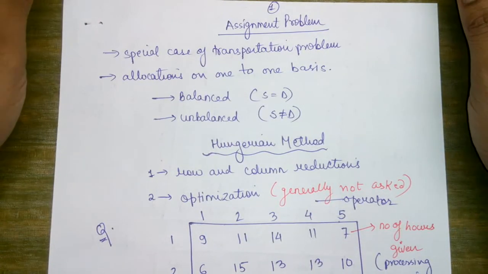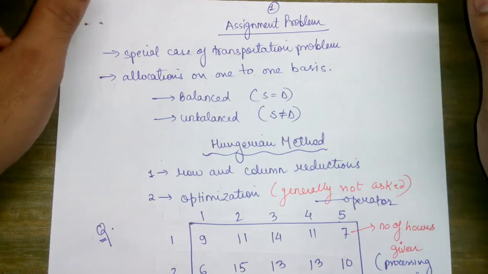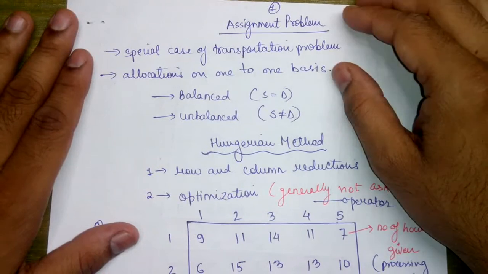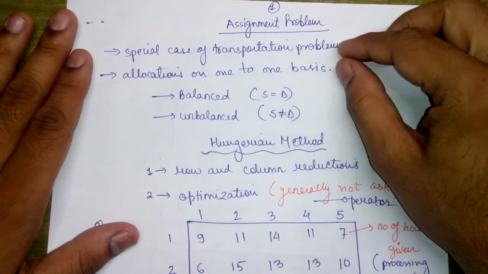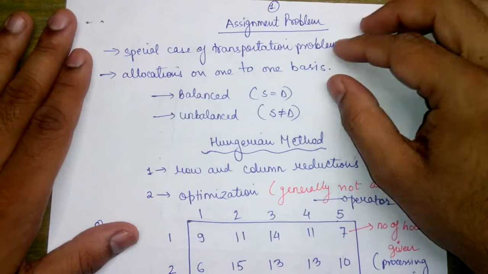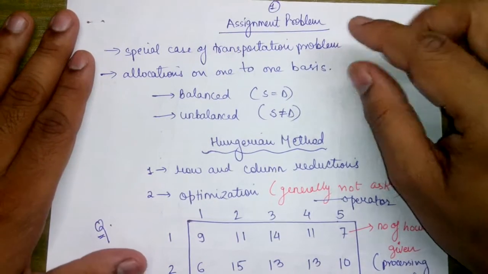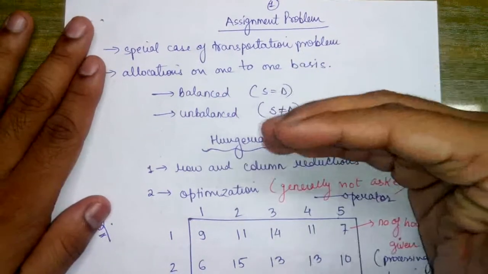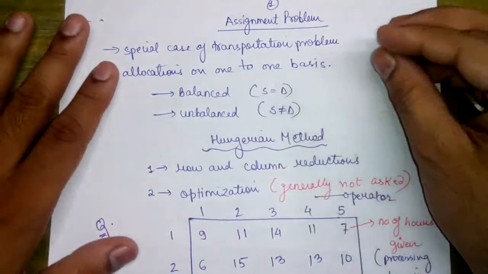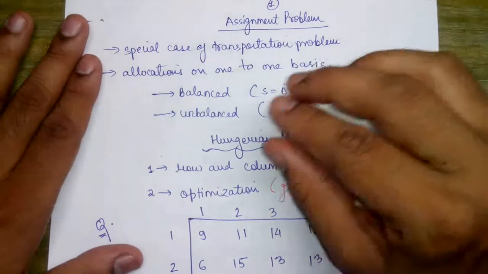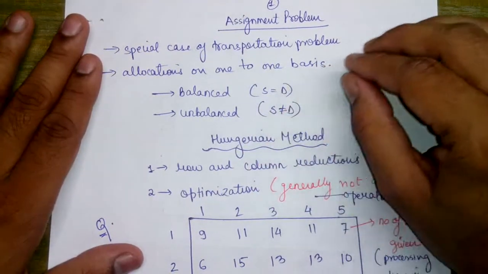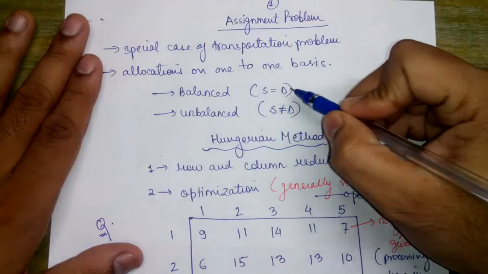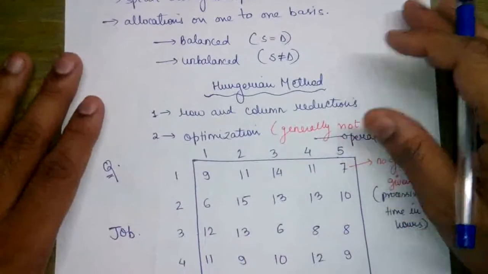Today we shall be starting with a different type of approach called the assignment problem. The assignment problem is a special case of the transportation problem that we discussed in the previous lecture. Here we have to allocate the jobs to particular operators in such a way that the cost of assignment becomes least. It also includes two types of problems, the balanced and the unbalanced problems.